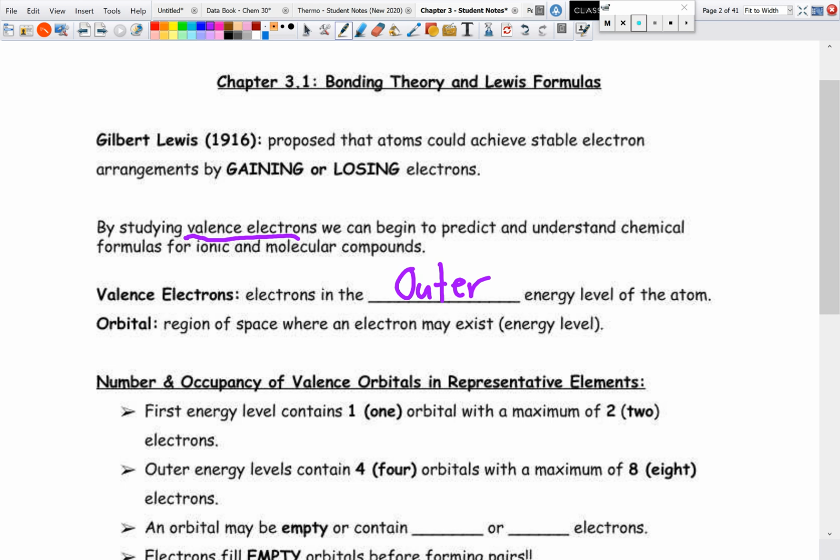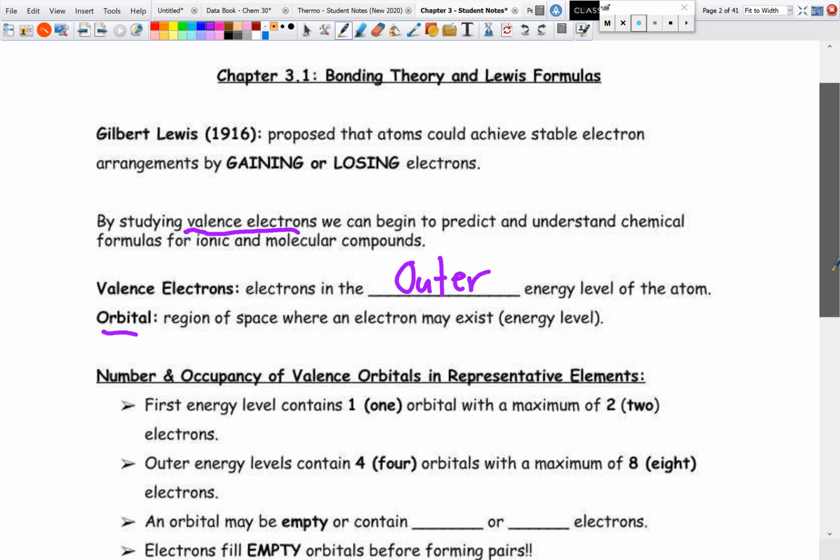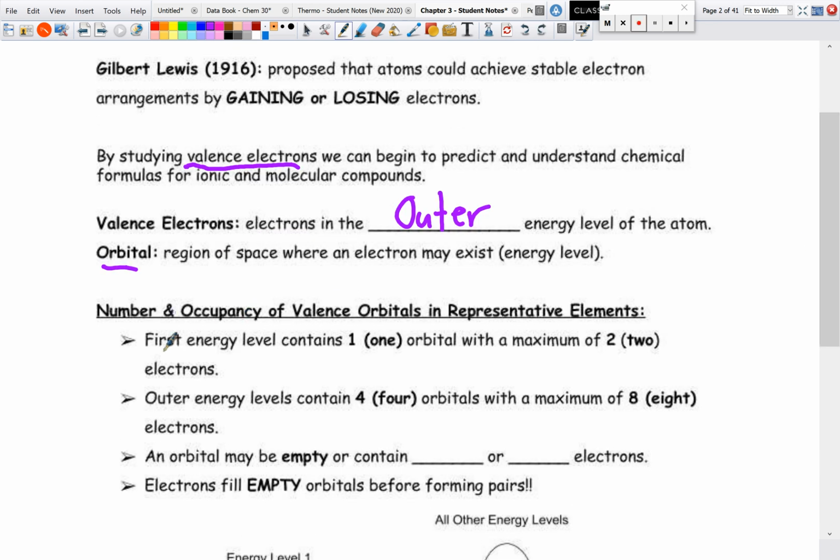Now, we are going to describe these energy levels as something called an orbital. When we did our Bohr models, we referred to them as energy levels. Now we're going to start referring to them as orbitals, and that's technically the correct definition. All an orbital is, is a region of space where an electron may exist. The first energy level contains only one orbital, and each orbital can only hold a maximum of 2 electrons, and that's it. Now, when we did our Bohr models, we had those rules like 2, 8, 8, and so on.